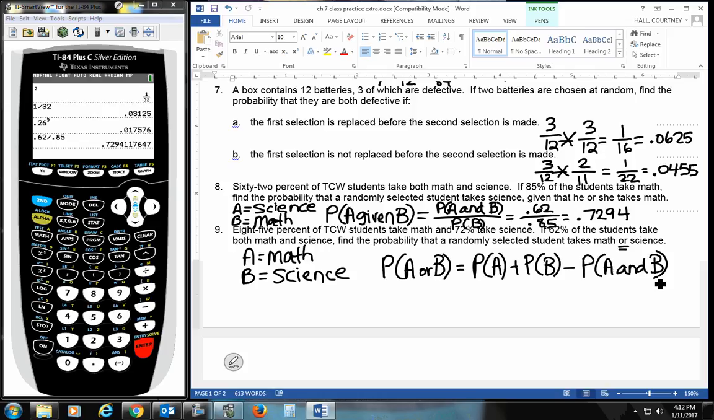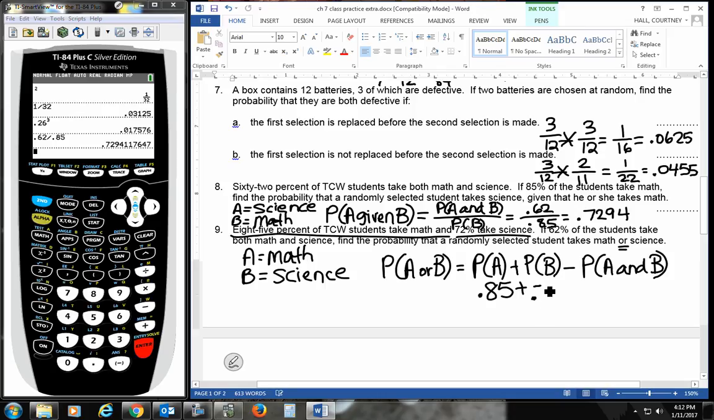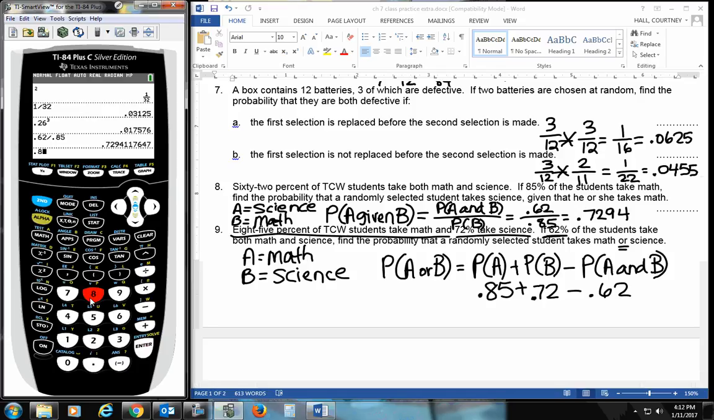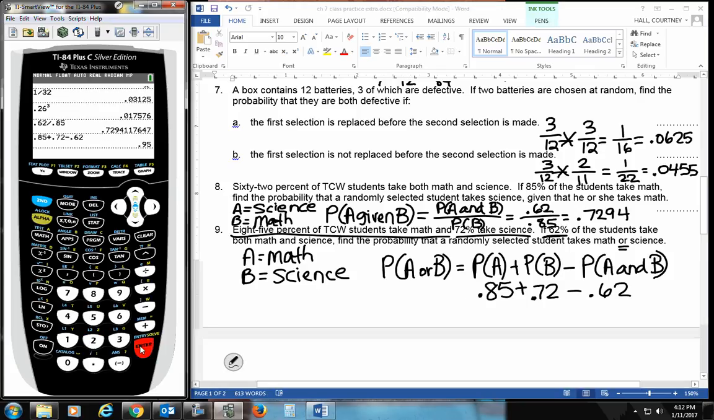I have the probability of A taking math is actually 85%. That's right from the beginning. 85% take math. So sorry, that one's going to be 0.85. And then the probability, I let B be science this time, so 72% take science. So I'm going to let that be 0.72. Taking both, they gave us to be 62%. So that's the part that I need to go ahead and subtract on the end. So we are going to do 0.85 plus 0.72, and then subtract the 0.62. And so we end up with 0.95. The probability of A or B happening is 0.95, or 95% of the time.